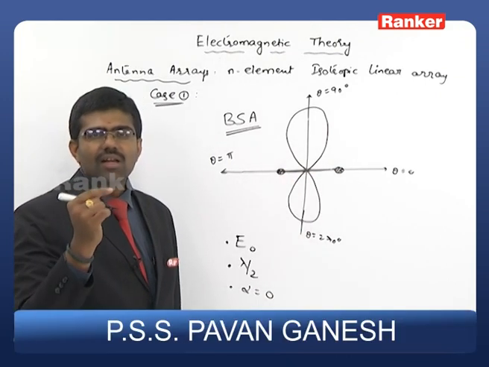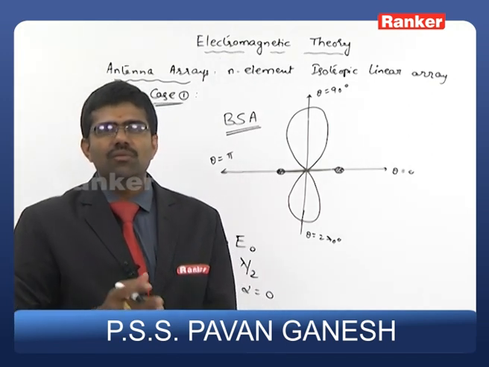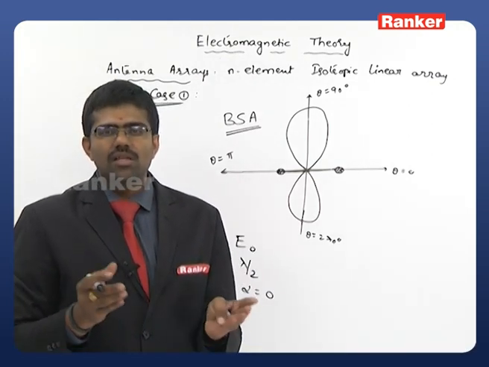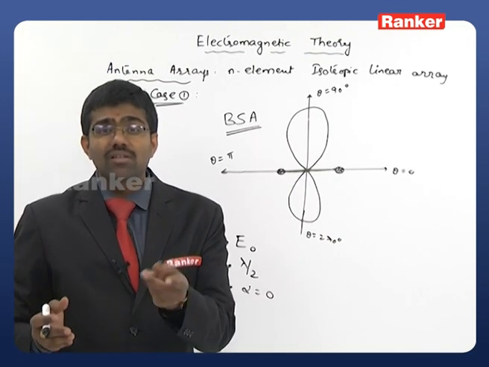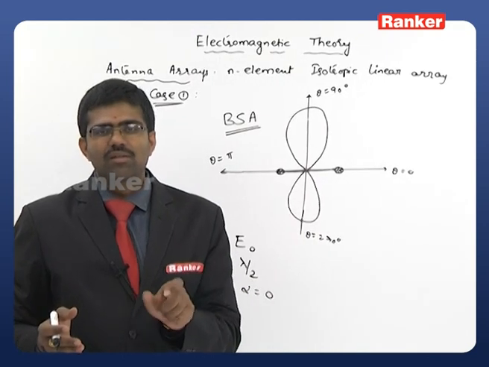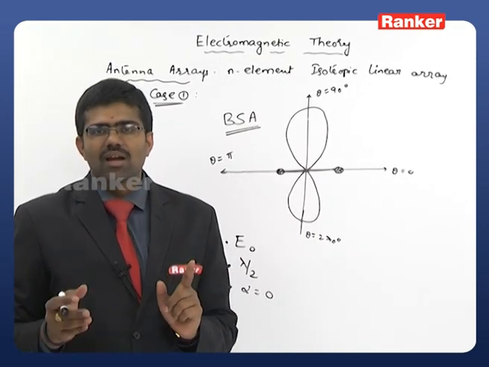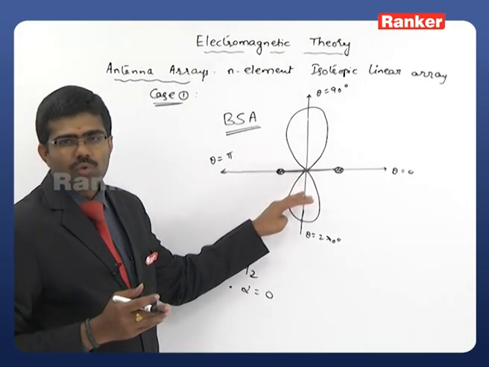You may be asked a question like this: for a broadside array, what is the initial phase difference between the two elements? 0 degrees, 90 degrees, 180 degrees, 270 degrees. Immediately you can say that there will be no phase difference between the elements for a broadside array initially. So 0 degrees is the answer. Just remember this condition, then easily you can generate this broadside array.